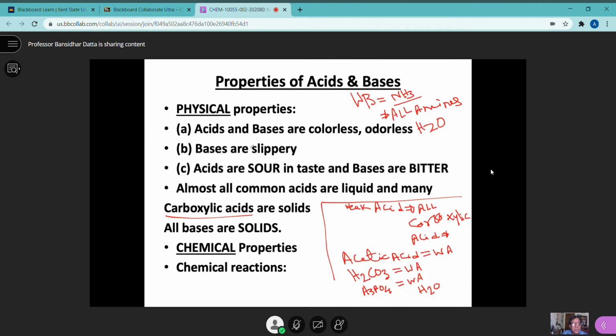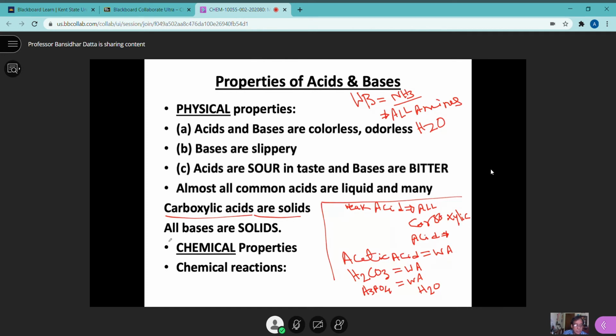So properties of acids and bases. They are colorless, odorless, usually not much. HCl has some pungent smell if it is highly concentrated. Otherwise, acetic acid has some smell as well, vinegar, but not much. Bases are slippery, acids are sour in taste, bases are bitter in taste, and almost all common acids are liquid, and many carboxylic acids are solid. Those are weak acids. Acetic acid is liquid, by the way, but other carboxylic acids are always solid.